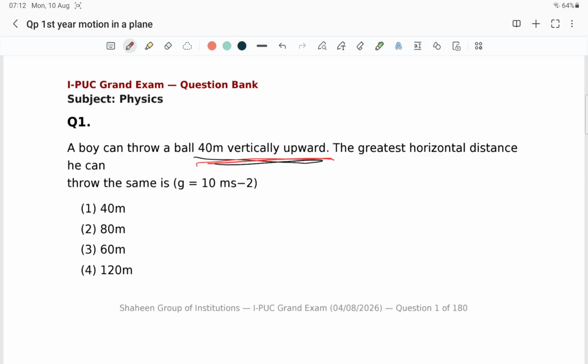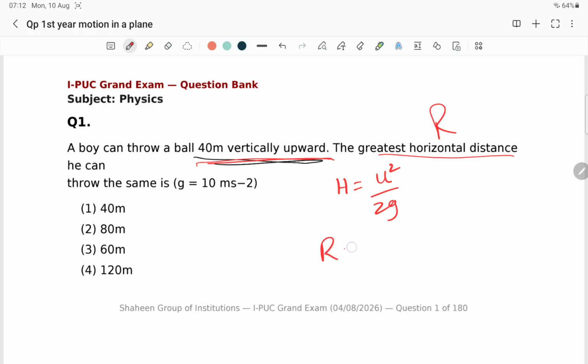So what is given first? H is equal to u square by 2g, the concept that you already know. From the formula, h equals u square sine square theta by 2g. For vertically upward, sine square theta becomes sine 90, which is 1. So you get u square by 2g. Now he is asking horizontal distance. Horizontal distance meaning r.